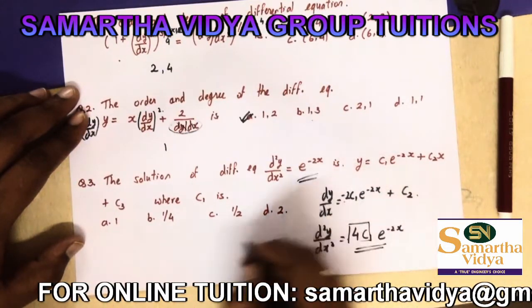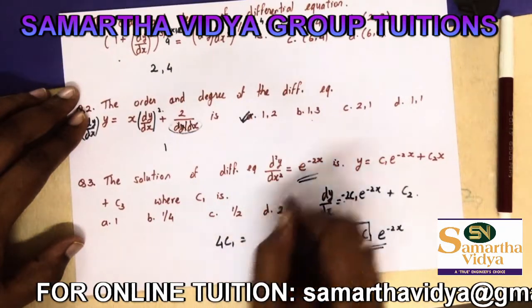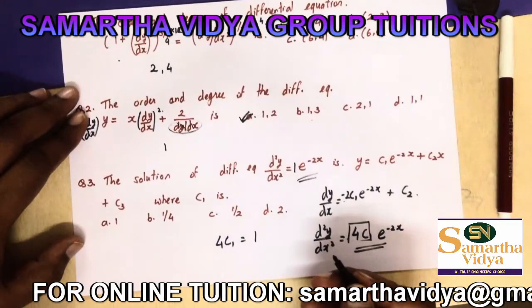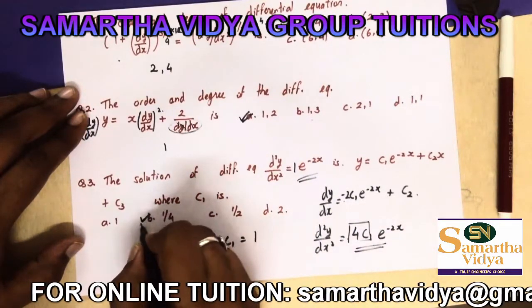So if I now compare this and the given equation, that is the differential equation, you have 4c1 should be equal to 1 because the coefficient is 1 over here. So c1 should have the value 1 by 4. So that's your option B.